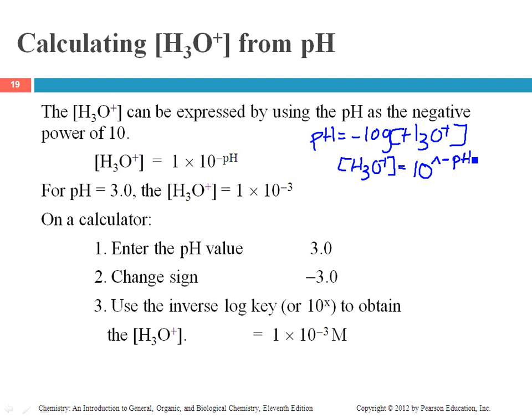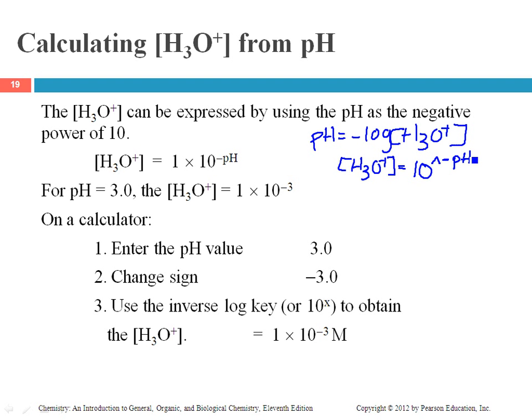I'm going to try to explain this on your calculators. On my calculator it's the second function log, that 10 to the power of x on the back side of your calculator. You're basically just taking the inverse log, or on your calculator it may be the inverse log key. To enter the pH, change the sign, and then hit the inverse log key.